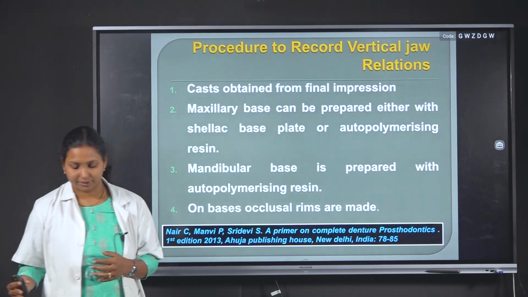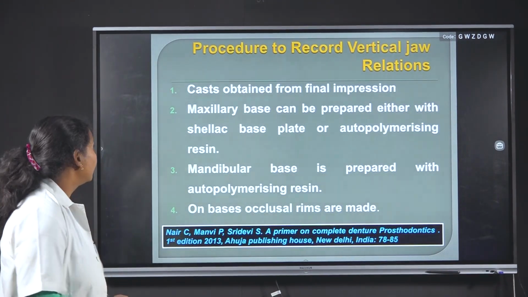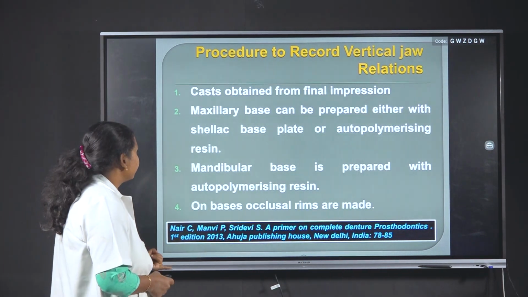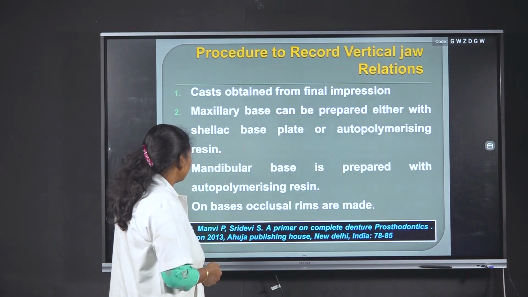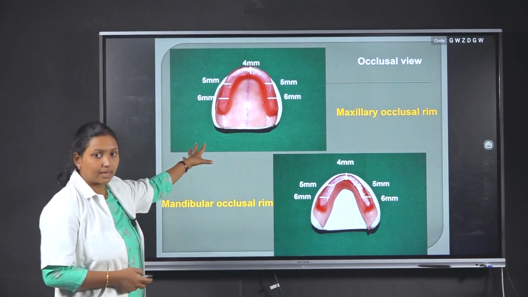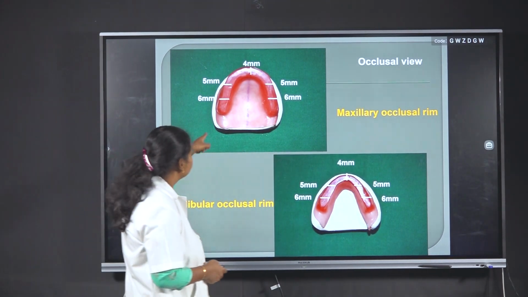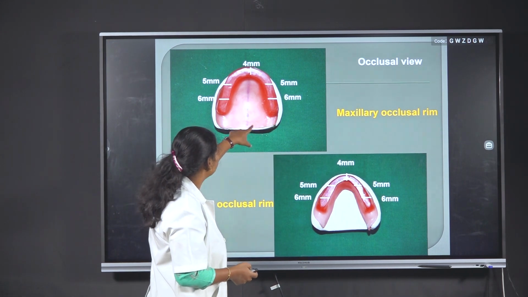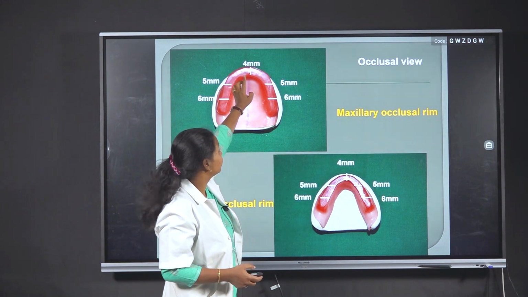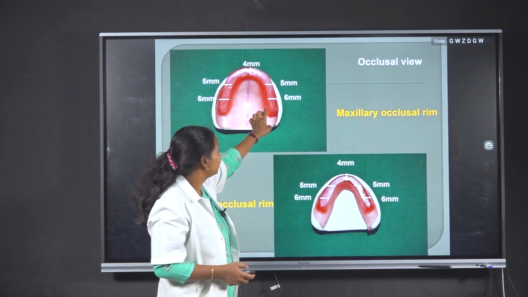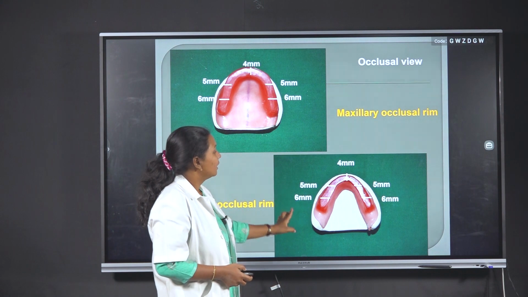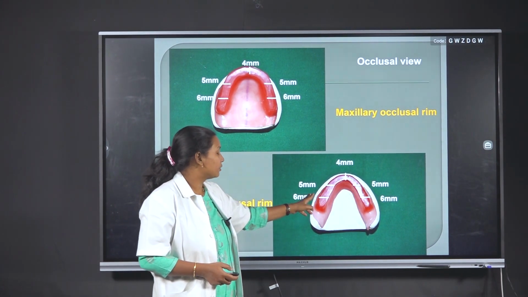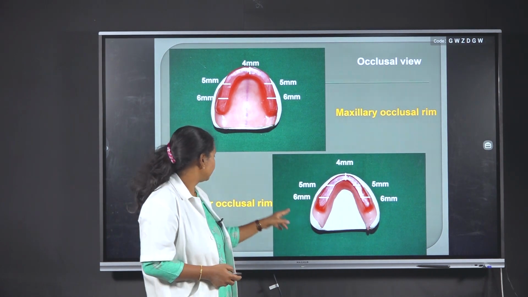So how to do this procedure? First we will make cast from the final impression. After that we will prepare the occlusal rims. This is maxillary occlusal rim, this is mandibular occlusal rim. In the maxillary occlusal rim, the width should be anterior 4 mm, in the premolar 5 mm and in the molar region 6 mm. For mandibular occlusal rims, in the anterior 4 mm, in the premolar region 5 mm and in the molar region 6 mm.